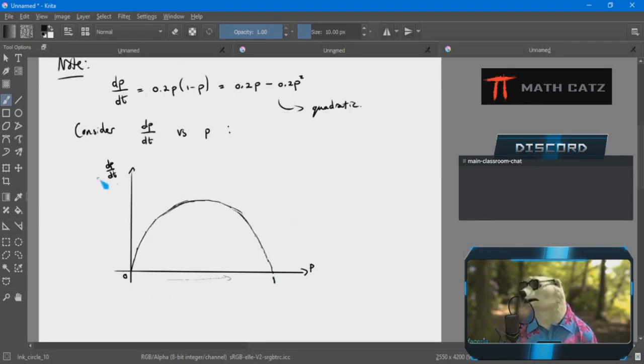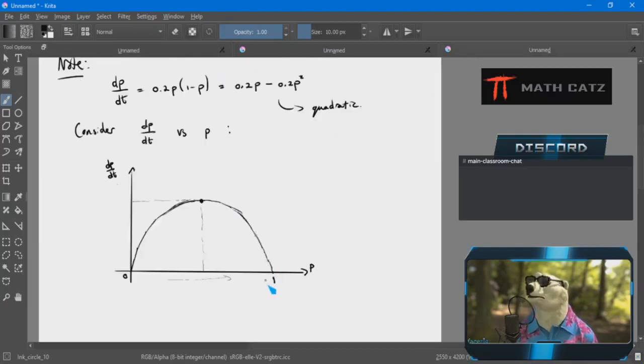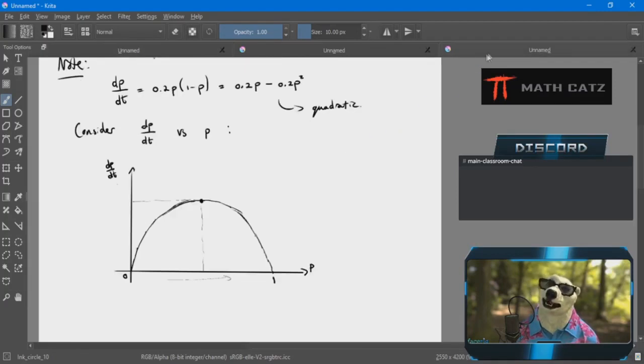As the population grows, the value of dp dt goes up to a maximum point here. Now this maximum point corresponds to this inflection point. And then it's going to slow down again. I'm not saying those points are the same. This one has a p and a dp dt. This one has a time and a p-value. So it's not the same thing. But as time passes, we're traveling along this graph, and they directly correspond to each other.